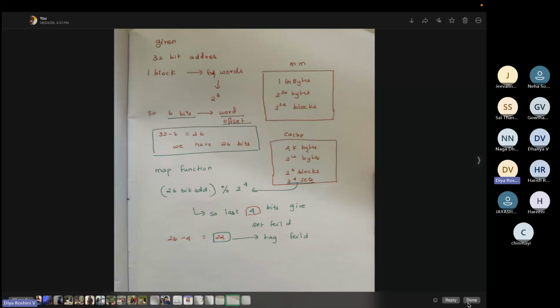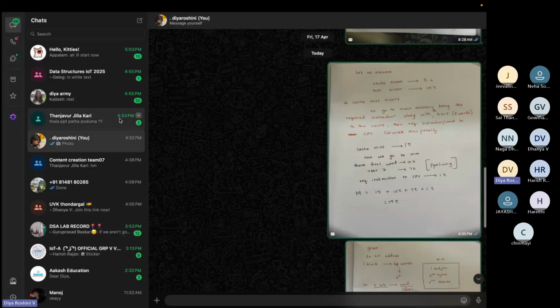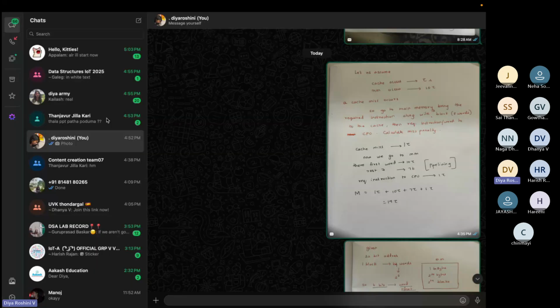Now we'll go to the calculations. Basically, how hit rates and miss rates work, because ideally we need a hit rate of 100% so that the ideal illusion of our processor becomes real. I'll go to the presentation.